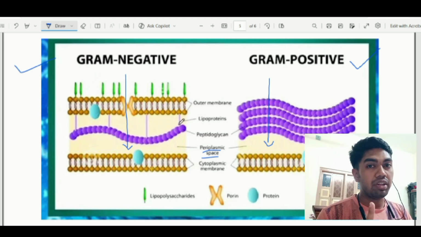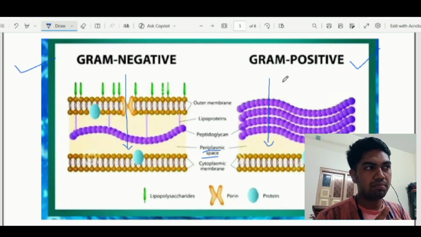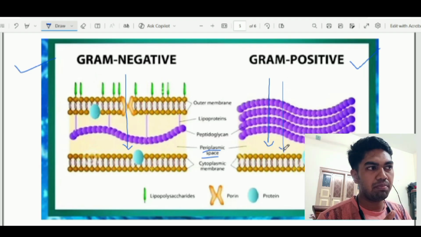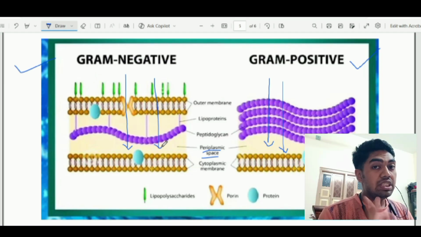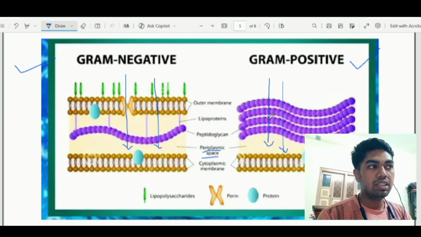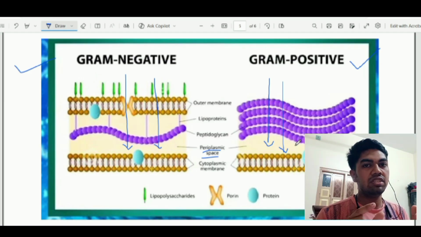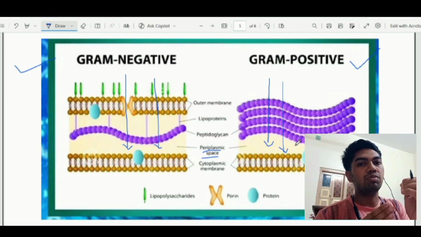Step number 2, we are adding the mordant, iodine. What is iodine doing? Iodine penetrates the bacteria, and in the periplasmic space, the iodine and the dye make a diiodine complex, in gram negative also. Then we add the decolorizing agent. In gram positive bacteria it is not decolorized. Why? Because of the thickness of the peptidoglycan layer. The peptidoglycan layer is very thick, so when we add decolorizer, the complex does not get out from the cell wall.